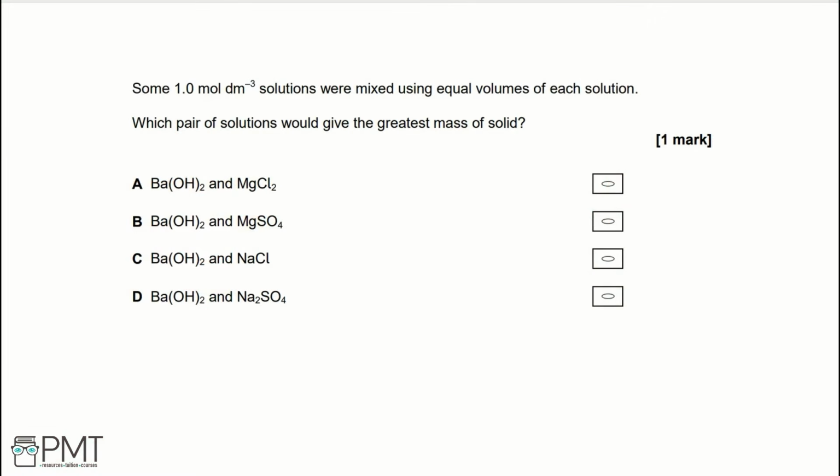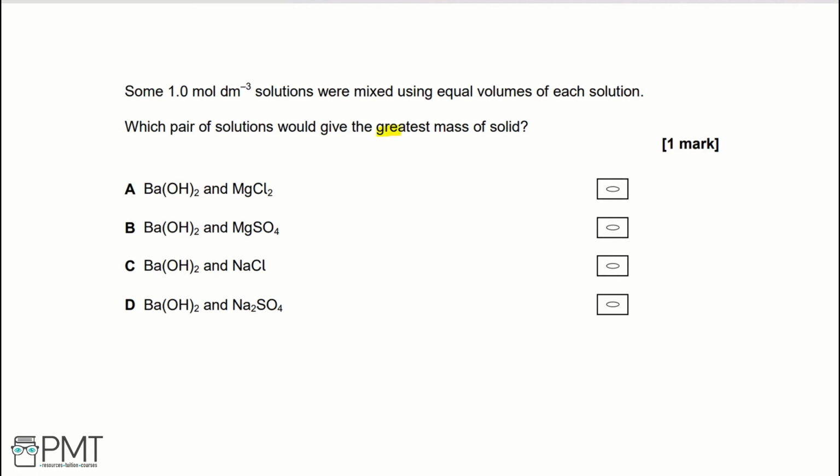Some 1.0 moles per decimeter cubed solutions were mixed using equal volumes of each solution. Which pair of solutions would give the greatest mass of solid? A. Barium hydroxide and magnesium chloride. B. Barium hydroxide and magnesium sulfate. C. Barium hydroxide and sodium chloride. Or D. Barium hydroxide and sodium sulfate.